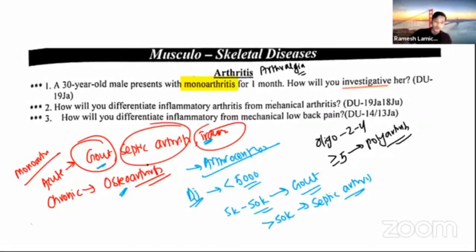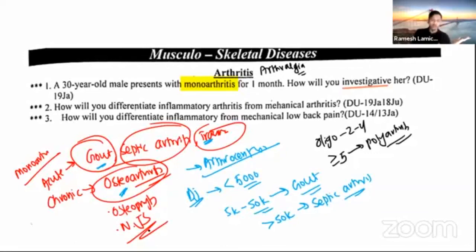In osteoarthritis, the specific X-ray features are narrowing of the joint space and osteophytes. So usually we only go for these two things: arthrocentesis and an X-ray of the involved joint.